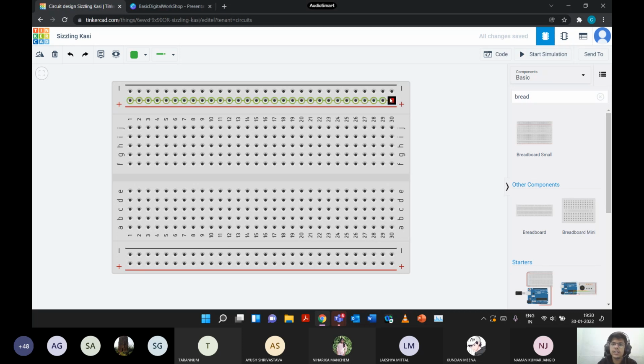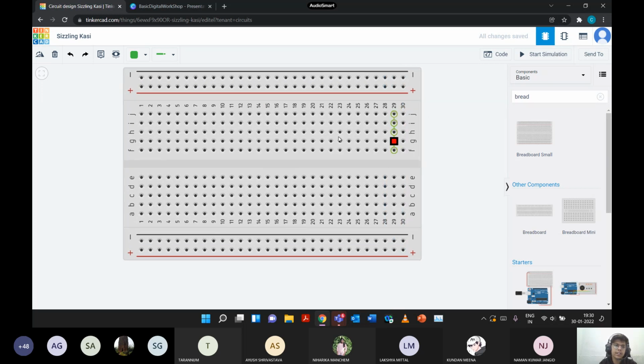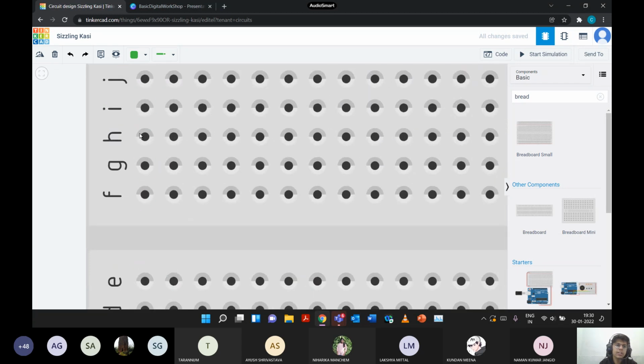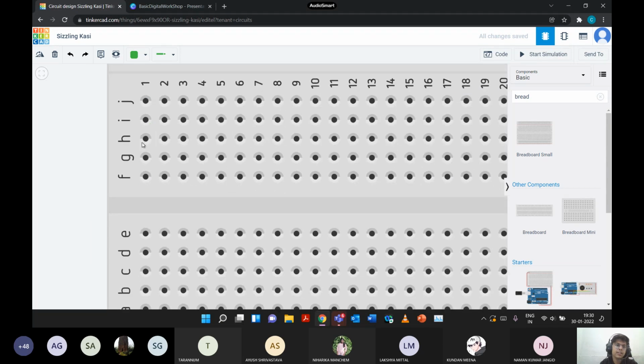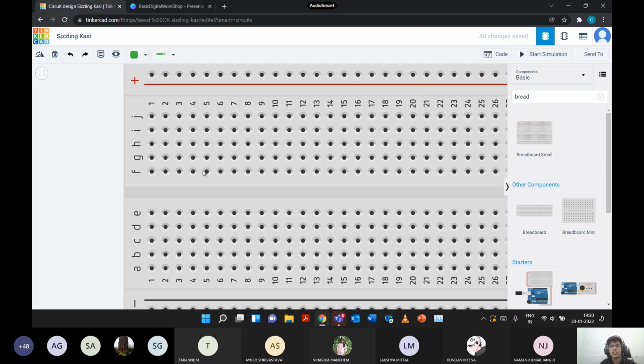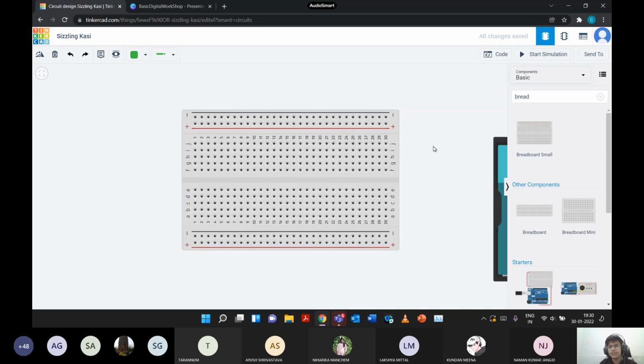It's not a hard and fast rule that you have to connect the positive terminal of the battery to the plus rail and the negative terminal of the battery to the negative rail. It's not necessary. You can connect otherwise. Also, when you hover over them, you can see the shorted rails get highlighted by a green tint. F, G, H, I, J are shorted and A, B, C, D are shorted. So you can connect something between F and E.